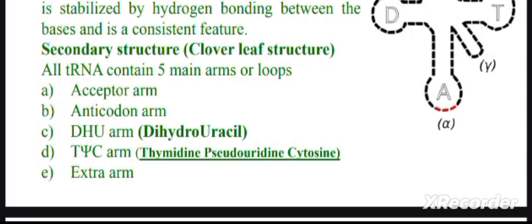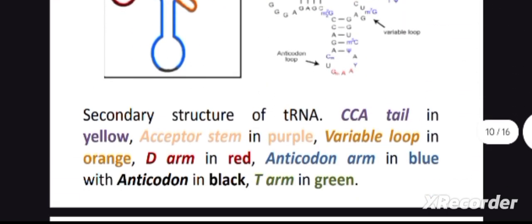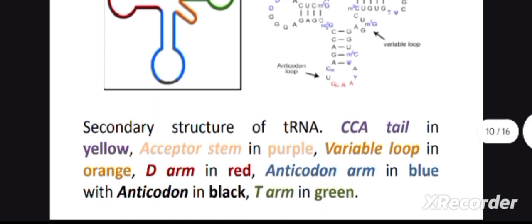And next, what is the symbol? That is the thymidine pseudouridine cytosine arm. Also you see here the extra arm. Here the structure shows the secondary structure of tRNA, the cloverleaf model. CCA tail in yellow, acceptor stem in purple, the variable loop in orange, and the D arm in red. You see here the anticodon arm in blue with the anticodon in black, and the T arm in green. So these are the important secondary structures of the tRNA.